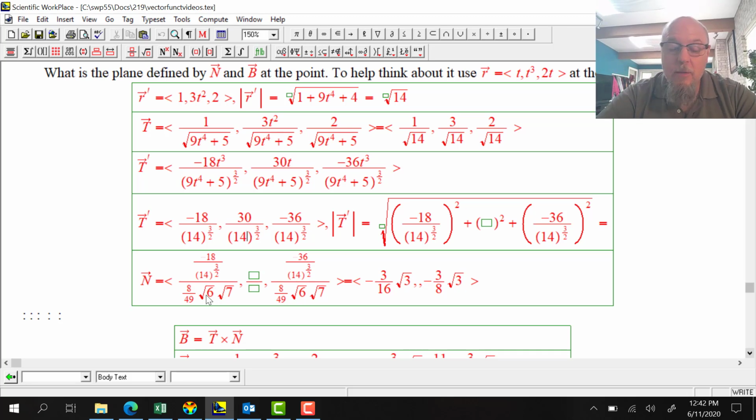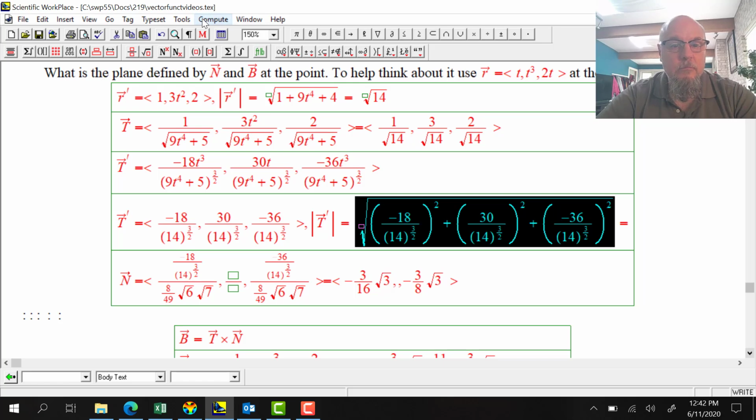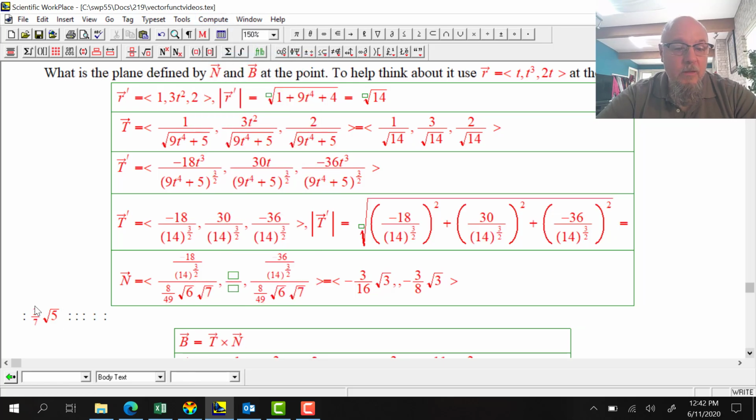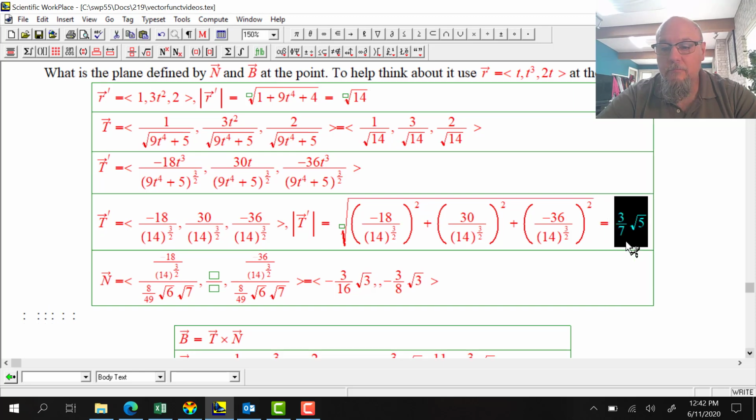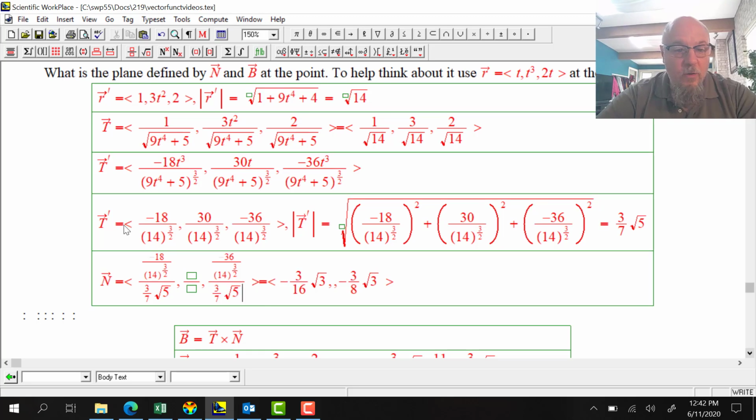Now I need its magnitude because the normal vector is T prime made into a unit vector. So I need to get its magnitude. Magnitude, big square root, first piece squared plus second piece squared plus third piece squared. Let's simplify this and see what we get. Oh, turns out to be not too bad. That's the magnitude of T prime. So that's going to let me make this into a unit vector. I have to divide each piece here. So I'm taking T prime and dividing each piece by its magnitude.